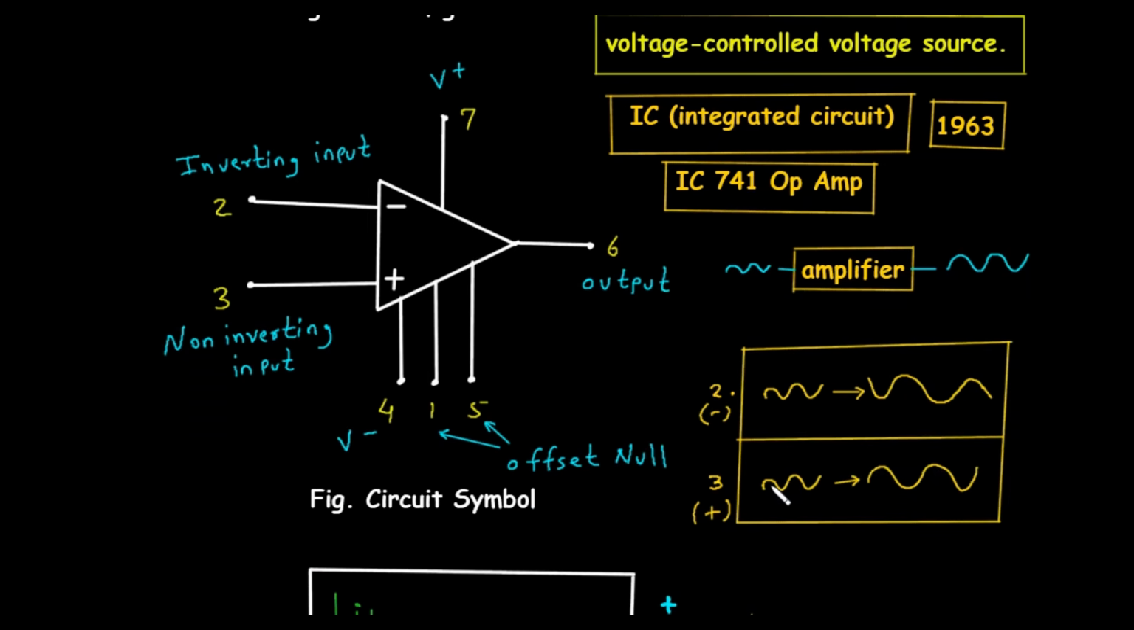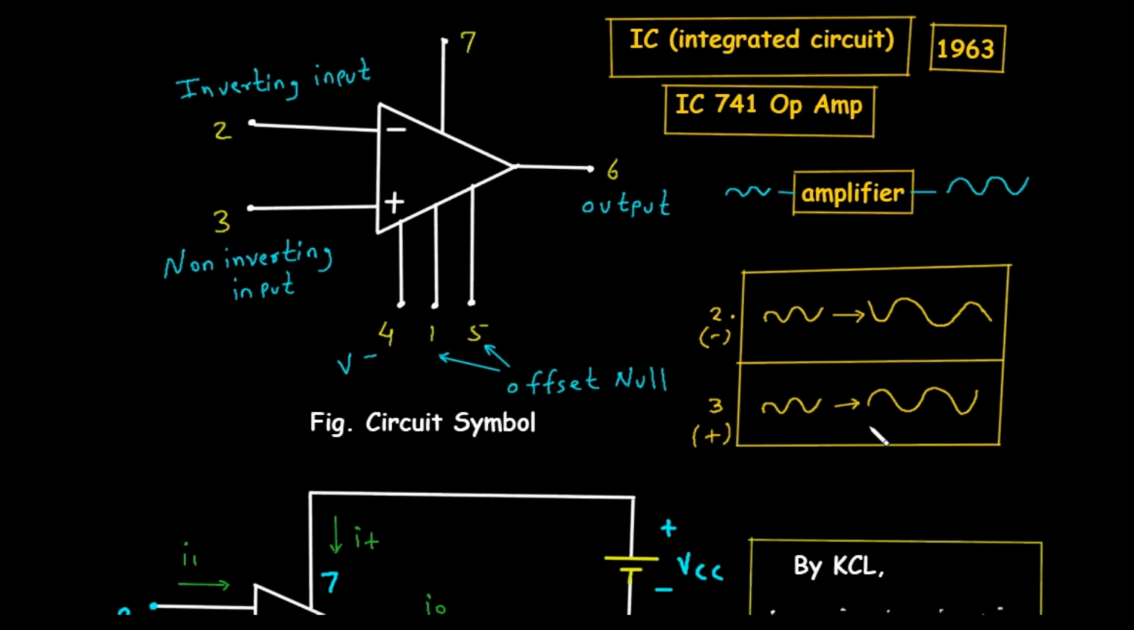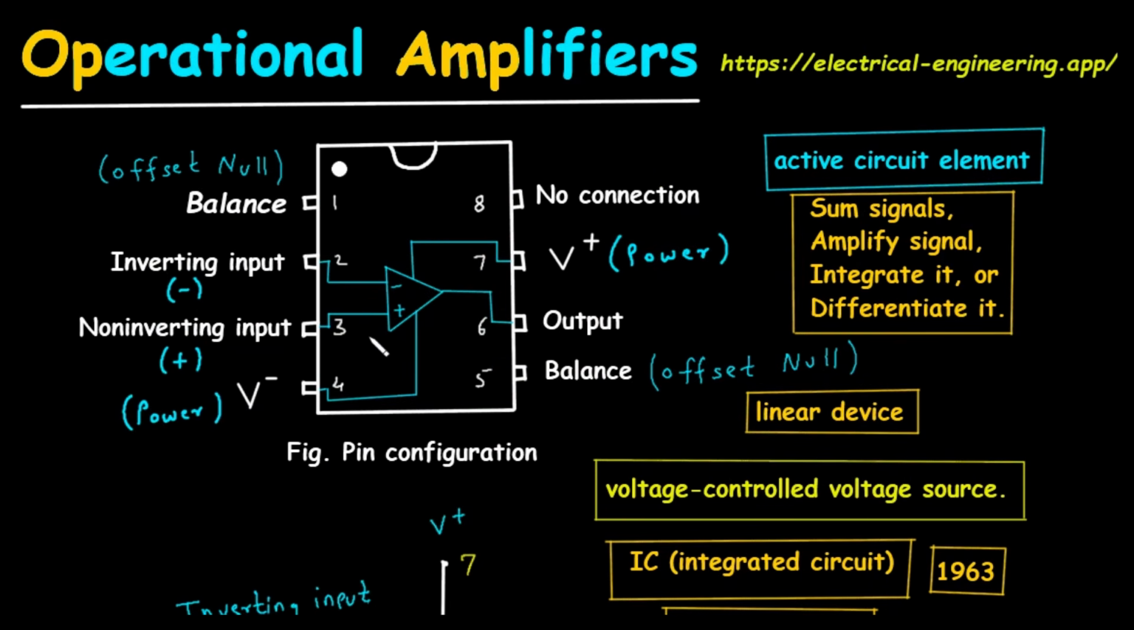So here we can see this is positive phase, this is negative phase. At the output also we are getting positive phase and negative phase, but here we are getting amplified signal at the output. So this is for pin number 3. Now next is pin number 4.